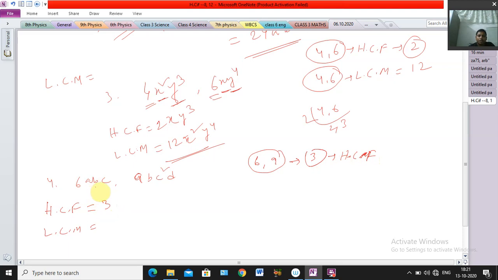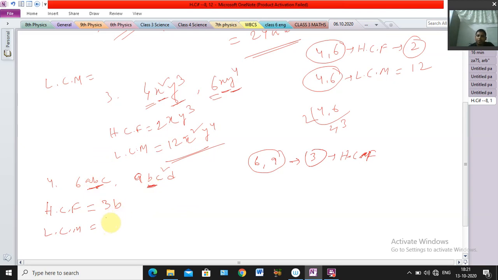After that, the common portion from the literal coefficient. Here a is given, but is a there in the other term? No, it is not there. That means we cannot take it for HCF, because we are not getting any common portion for a. After that we have to check if b is common or not. Here b is there, one, here also b is there. That means we can take it. Here single b is given, here also single b is given. That means we can take it for HCF.